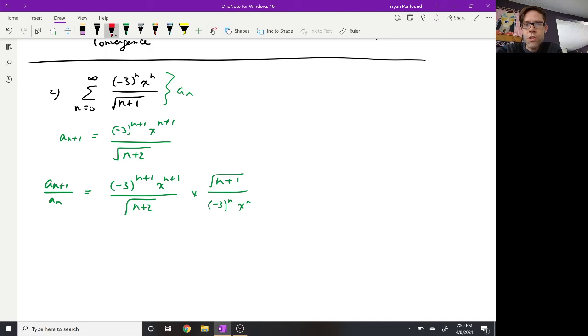So I can't really do too much with the square roots, but I can do a little bit of work with the negative 3's. So I'm going to be stuck with an extra copy of negative 3 in the numerator, and it looks like the same thing's going to happen with the x's, right? So I'm going to get stuck with an extra copy of x up top. So simplifying this, we end up with something that looks like negative 3 times x times the square root of n plus 1, and then we get the square root of n plus 2 in the denominator.